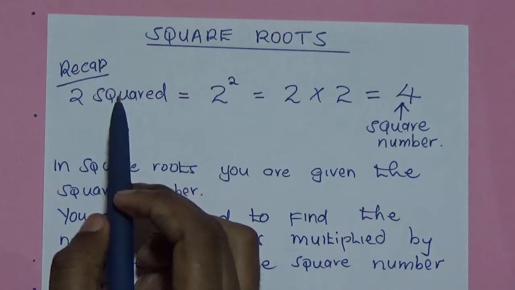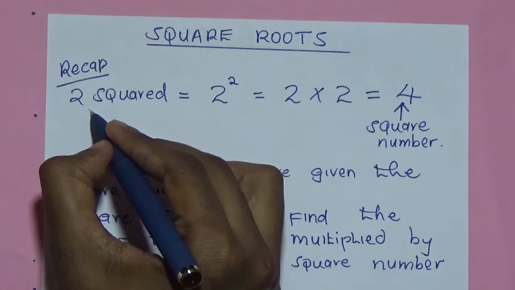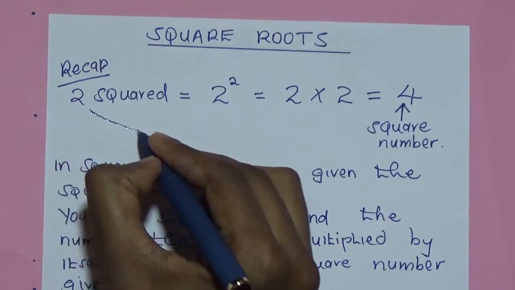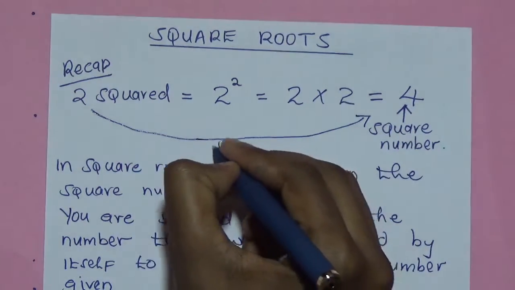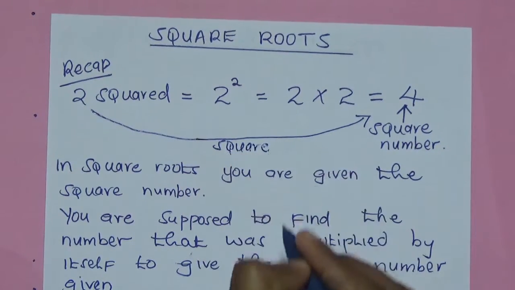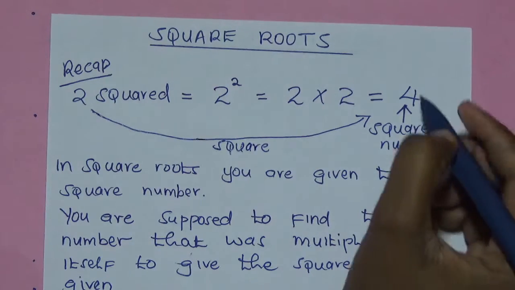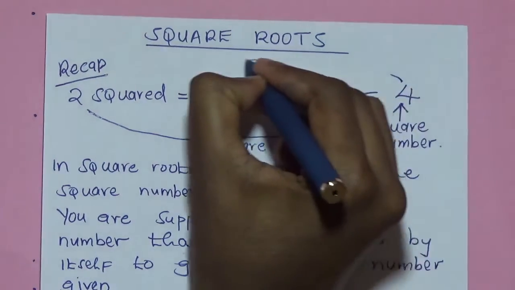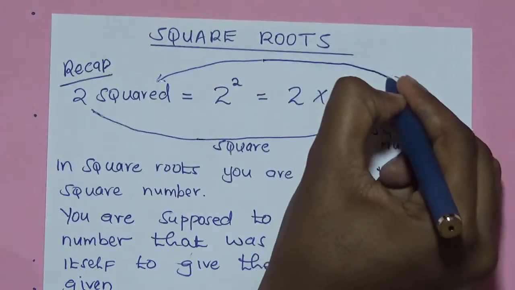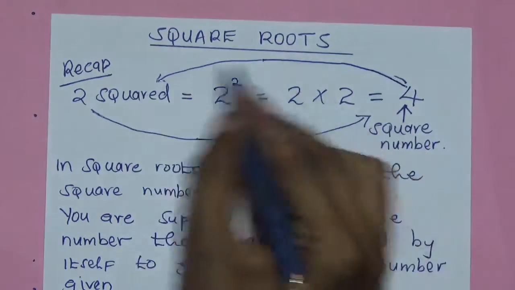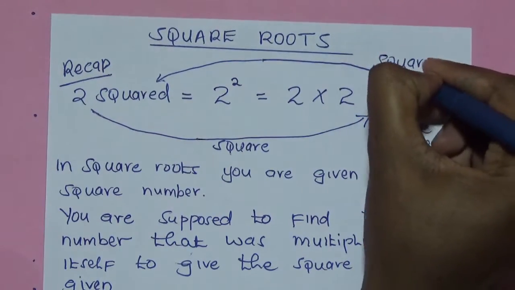Now, let us go back to this example. In squares, we started on this side, 2 squared, and we got the answer as 4. So we were finding the square. And in square roots, we have said you are given the square number. So you are starting on this side and you are heading back. So when you are heading back, this is what we are calling finding the square root.